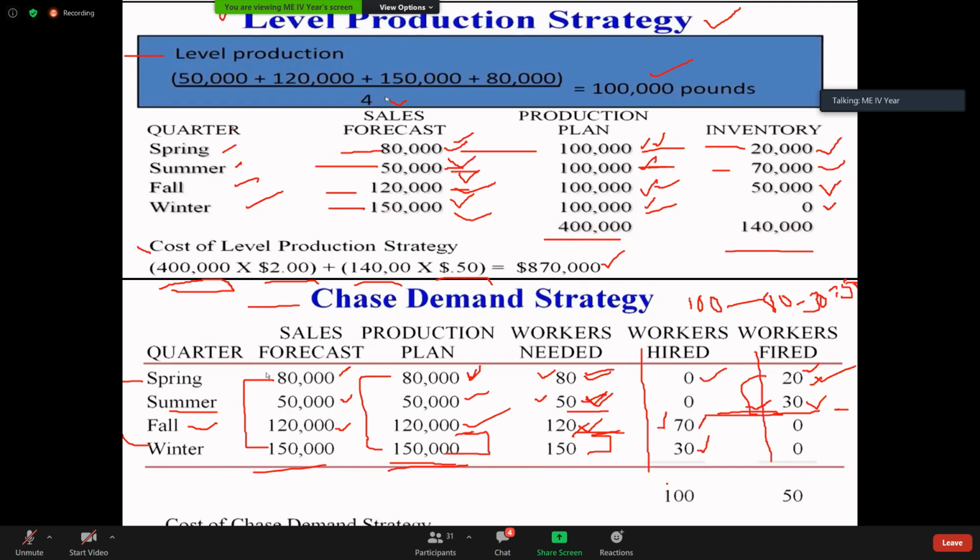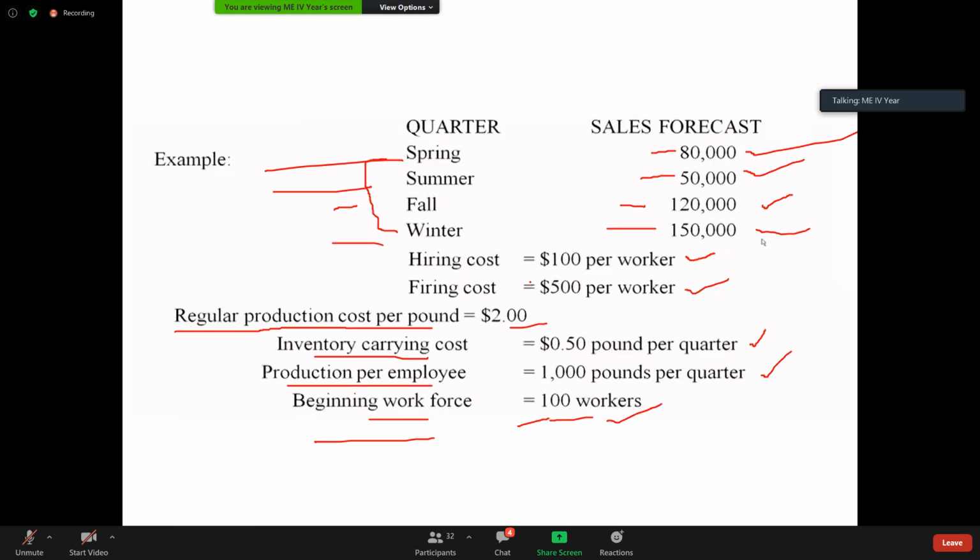Now see this, the sum of these two columns. Okay, how many you have hired, that is 100. How many you have fired, 50. From the question, if you hire any employees, you can pay less. But if you hire, you can pay 100 per worker, but if you fire, you have to pay 500 per worker.